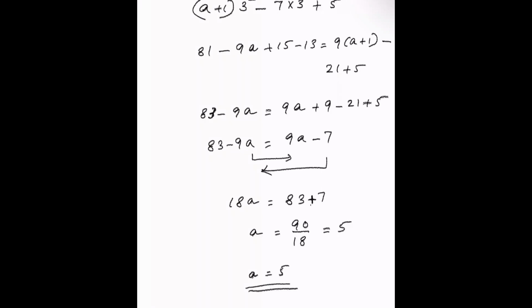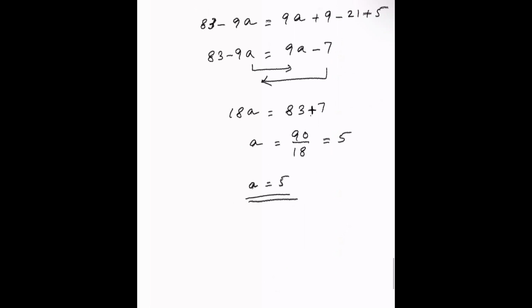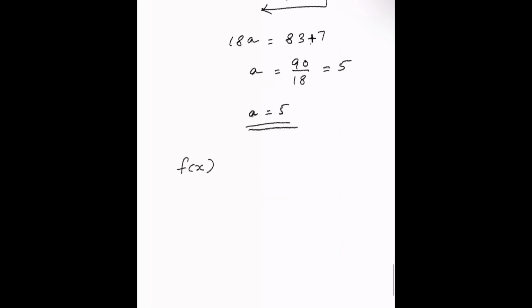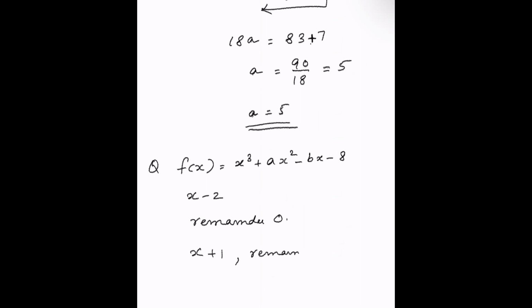Next question. They are giving the next f of x. f of x equal to x cube plus ax square minus bx minus 8. When it is divided by x minus 2, the remainder is 0. And when divided by x plus 1, I am getting a remainder of minus 30. Find the values of a and b.